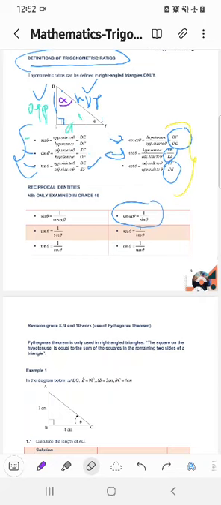Now this was the adjacent. So let's do it like this. Now this was the adjacent, and now it becomes the opposite of that alpha, and this will become the adjacent of this alpha. Now if we're writing the trig ratios, they're going to change.